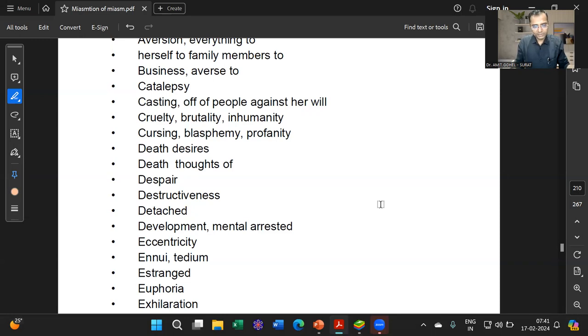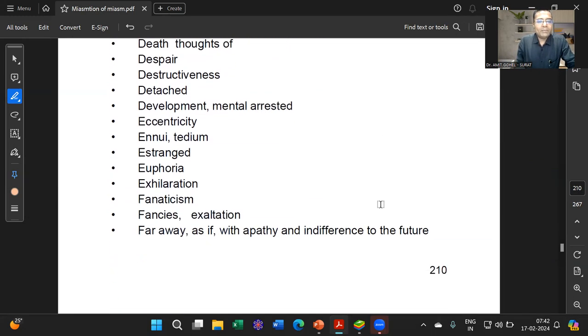In Psora, they are attached. In psychosis, there is more attachment. But in syphilis, they become detached. So this is what the destruction is. Development, mental arrested, development, physical arrested. So this is psychosyphilitic in nature.